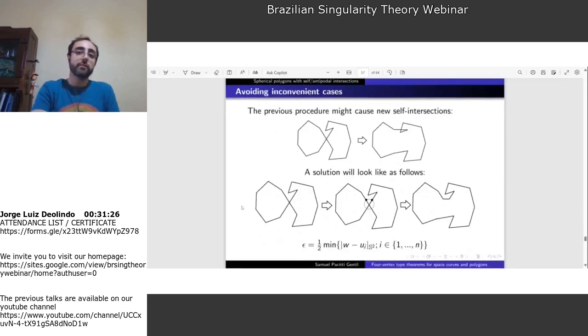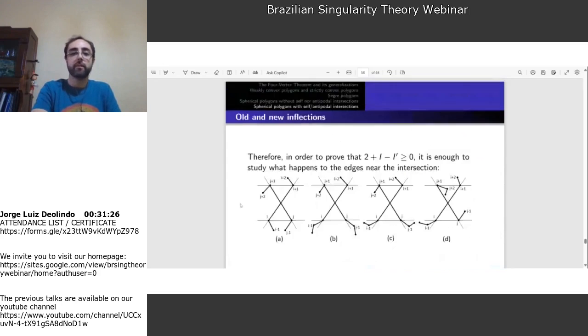And again, the previous procedure might cause new self-intersections, but again, there is no problem. You can get the following solution. In this case, instead of getting rid of the self-intersection and connecting directly these vertices, we can do a surgery type of argument and then reconnect the vertices here. Again, at the end we will get a new polygon free from self-intersections, and we want to compare the number of inflections of the original polygon with this new polygon.